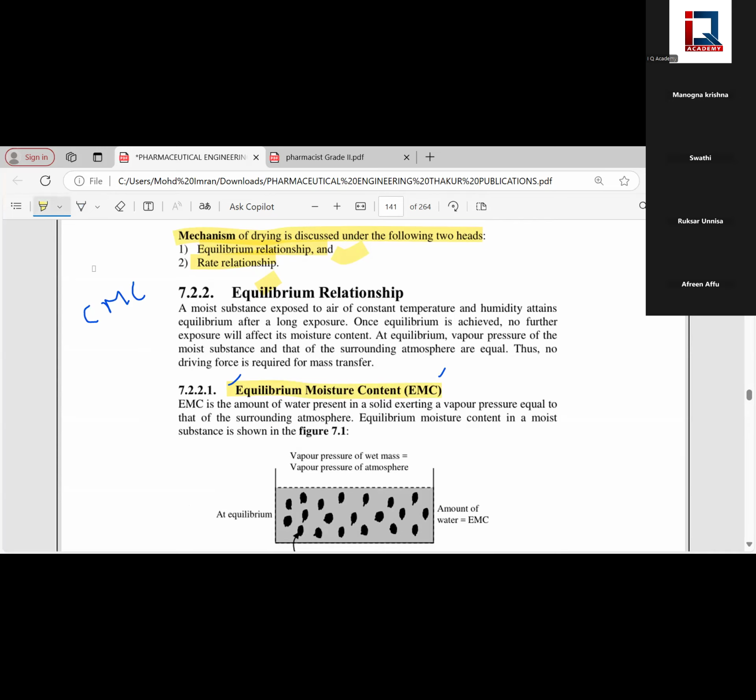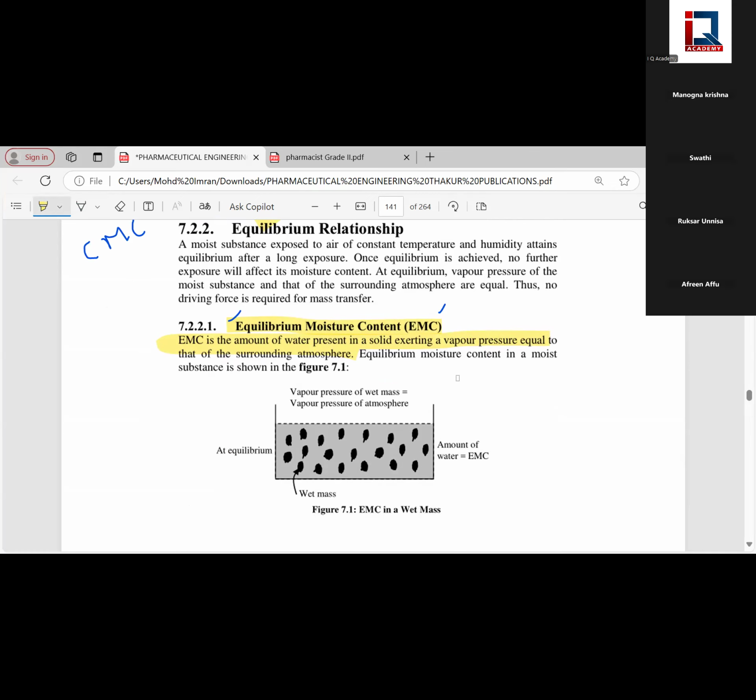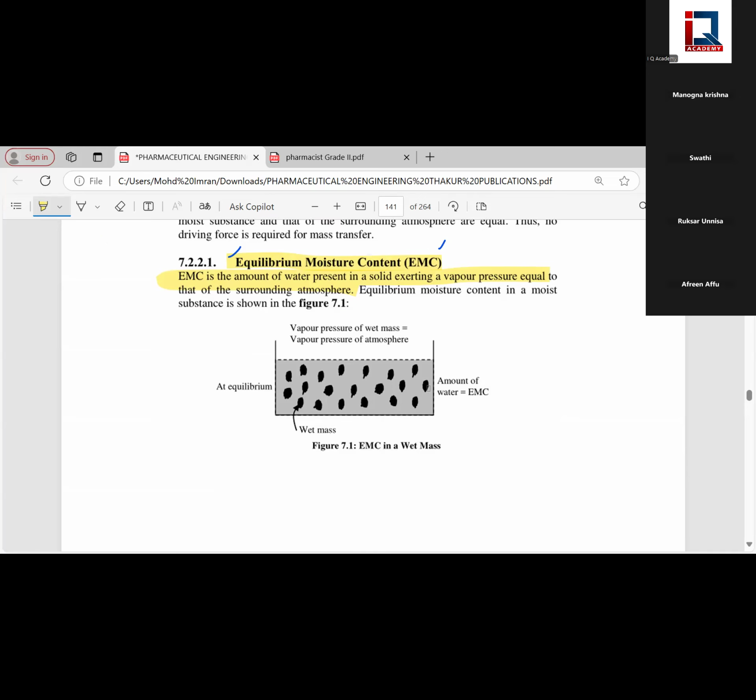What does it signify? EMC is the amount of water present in the solid exerting a vapor pressure equal to that of the surrounding atmosphere. So this is EMC, the amount of moisture content. Please note it down. EMC is the amount of water or moisture content in a solid exerting a vapor pressure equal to the surrounding atmosphere. So equilibrium moisture content is a moist substance as shown in the figure. You can see here, right? The amount of water will be equal to the moisture content. So this is EMC.